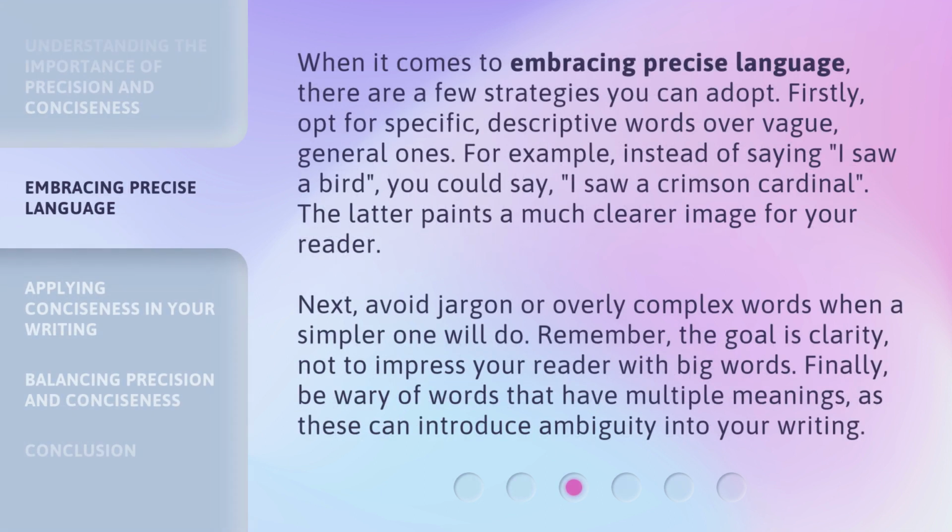When it comes to embracing precise language, there are a few strategies you can adopt. Firstly, opt for specific, descriptive words over vague, general ones. For example, instead of saying, "I saw a bird," you could say, "I saw a crimson cardinal." The latter paints a much clearer image for your reader.